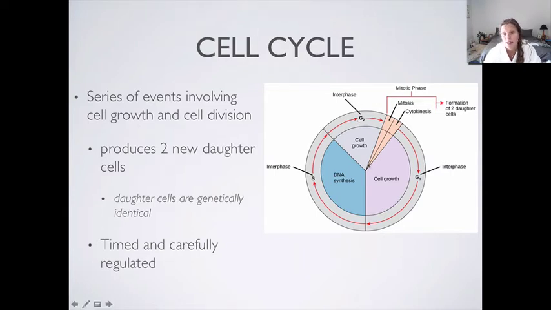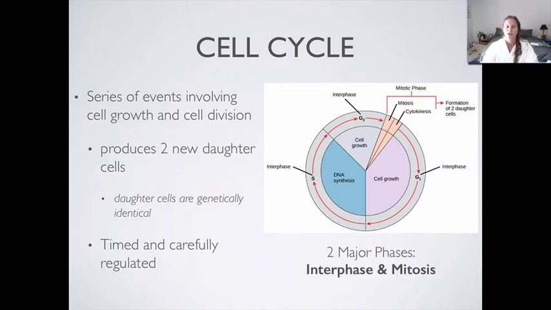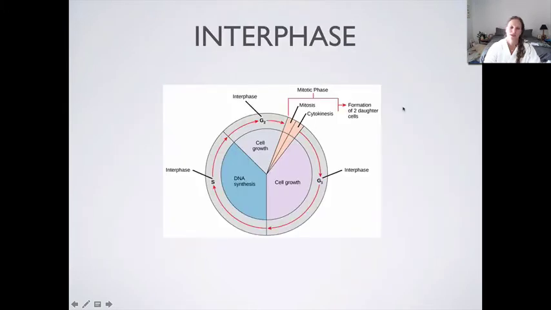And then if it's a dividing cell, it's going to go through this portion of the cell cycle, which is called cell division. This type of cell division is referred to as mitosis. This is where we're going to form 2 daughter cells. All right, so the cell cycle is very timed and carefully regulated. Essentially there are 2 major phases of the cell cycle. One is interphase, so all of this purple, this blue, and this grayish color is interphase. And then this little piece of the pie here, in that coral color, is mitosis.